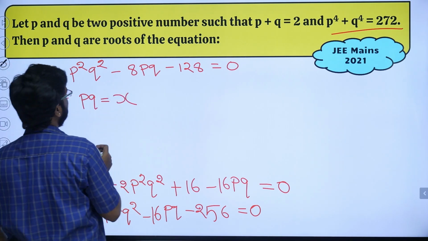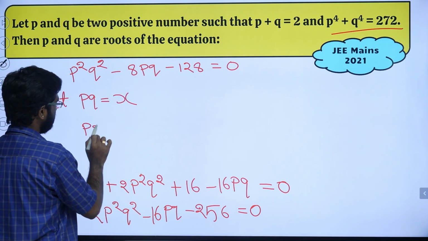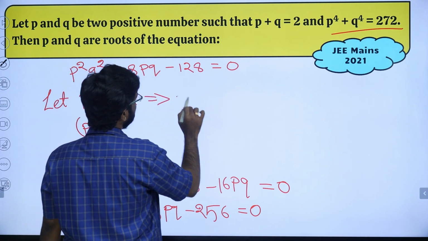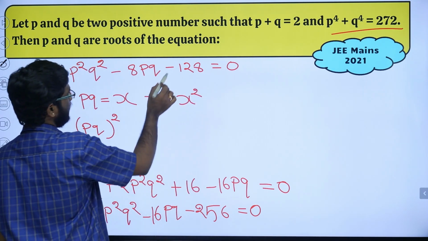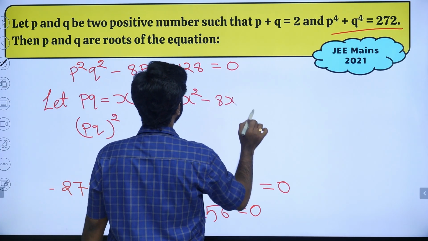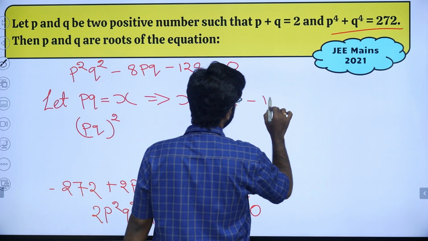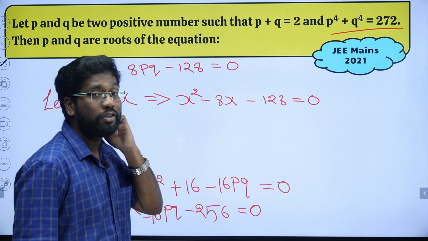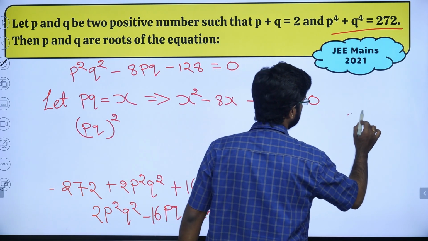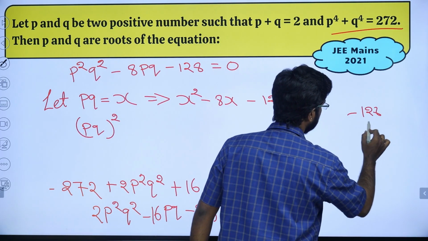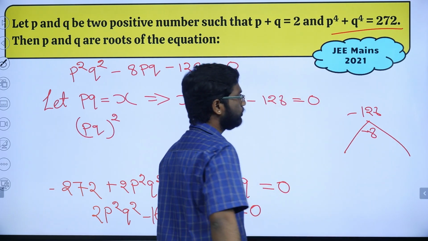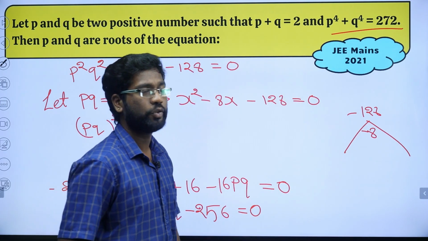Okay, so here p square q square, I can also write like this, pq the whole square. So here I will get x square, my dear students, minus 8x minus 128, my dear students, equals 0. So what is the answer, my dear students? So minus 128. If I solve, I have to get minus 8. So what will be the answer, my dear students?